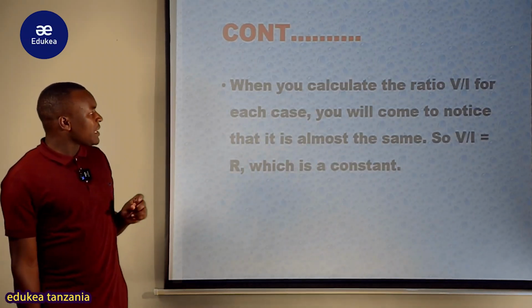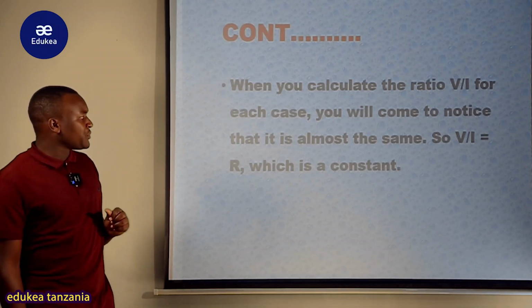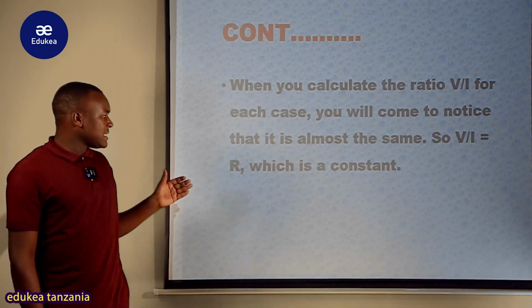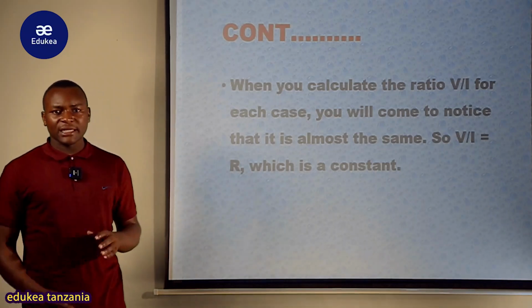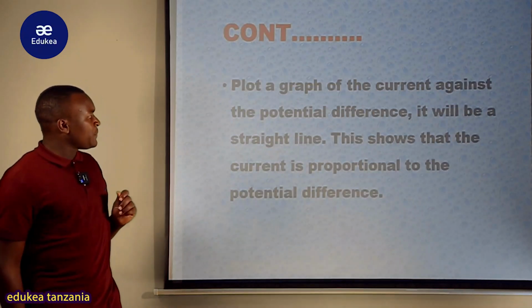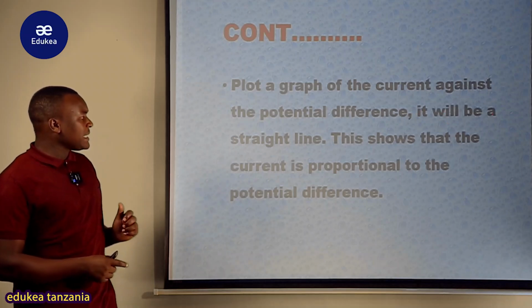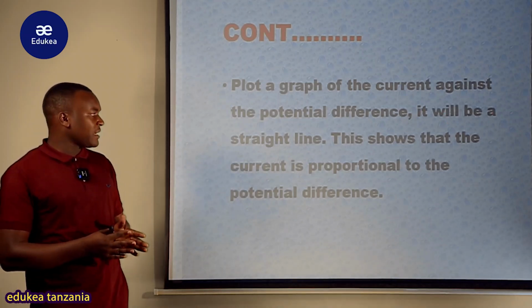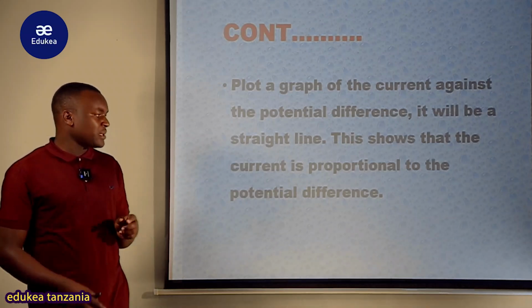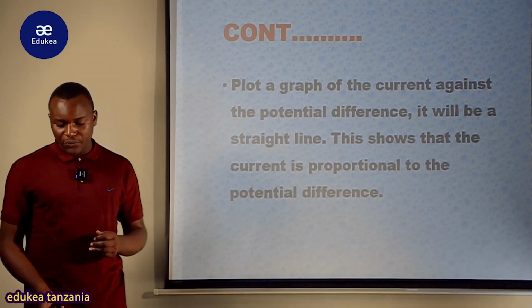We say that when you calculate the ratio V over I for each case, you will come to notice that it is almost the same. So V over I is equal to R, which is a constant, and we call it a proportionality constant. After that, you have to plot a graph of the current against the potential difference. It will be a straight line. That will be the nature of the graph. This shows that the current is directly proportional to the potential difference, and you will have verified Ohm's law.